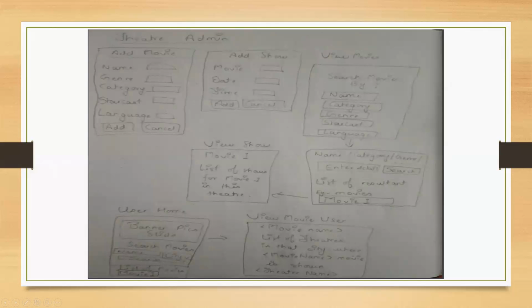Yes, the admin page has add movie, add show, view movie, view show. If you click on add movie, it redirects to another page. We have to provide a few details like name, genre, category, star cast, and language. After providing all these details, we have to click the add button. After clicking the add button, these details will be saved in the database.